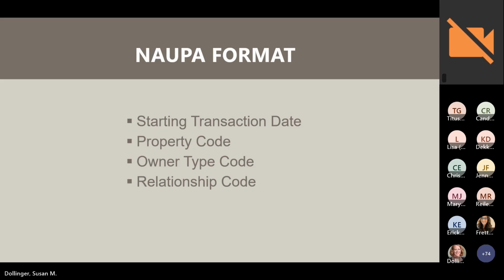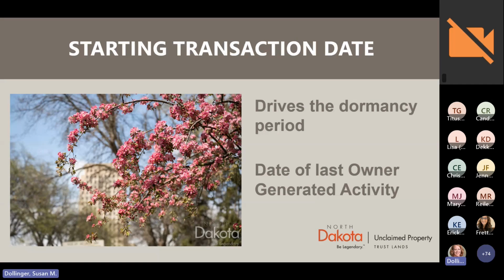So starting with the starting transaction date, this is what drives the dormancy period. In the NAUPA format, the starting transaction date is, like I said, what drives the dormancy. It's what calculates that for you automatically. If you use an incorrect date in this field, you run the risk of reporting late and opening yourself up to penalties and interest, or having your report rejected because the property is early.